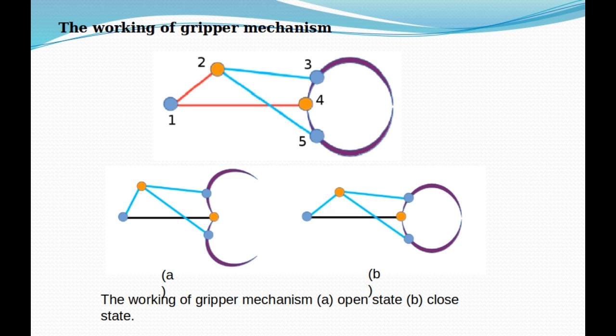Link 1, 2 actuates to and fro. In figure A, when link 1, 2 is at the back, it is in the open position, and in figure B, when it is at the front, it is in the closed state. So this is how it opens and closes, and it is used to capture objects of interest.